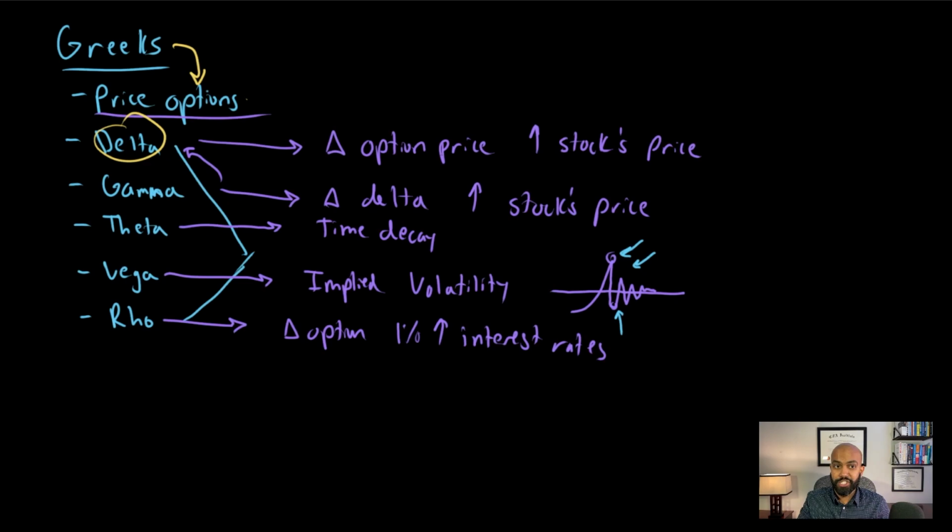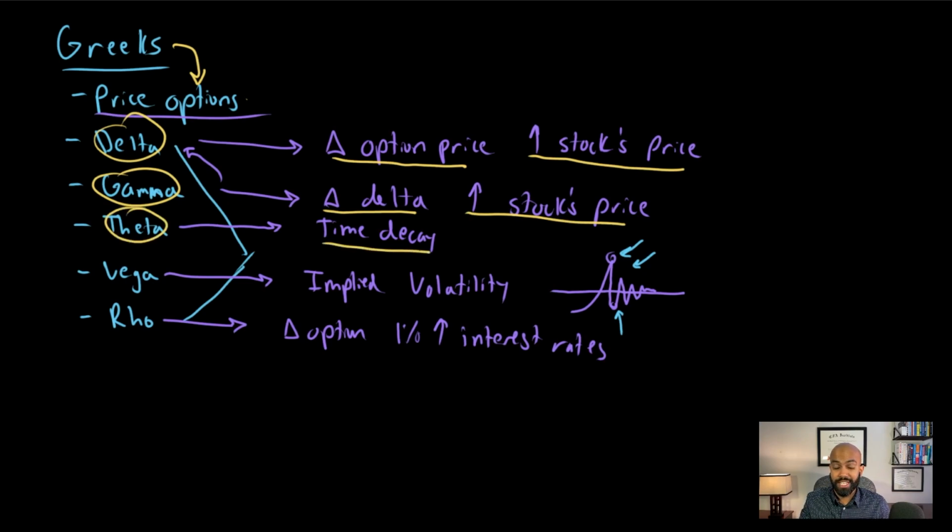They're delta, which is how much an option price changes for each $1 increase in stock price. We have gamma, which says how much delta changes for each $1 increase in stock price. We have theta, which is time decay. So how much does the option lose value each day? We have vega, which stands for implied volatility, is how much an option's price changes for each 1% increase in implied volatility. And lastly, we have rho, which is how much an option's price changes for each 1% increase in interest rates.